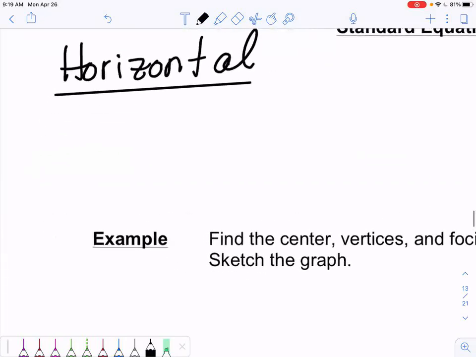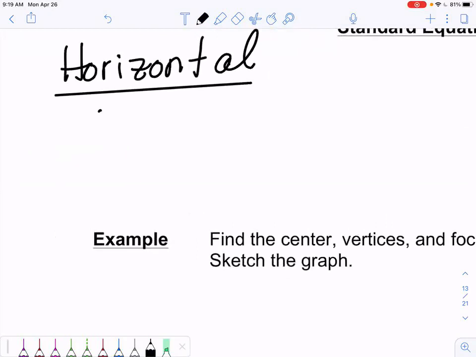So horizontal: x minus h squared over, y minus k squared over, equals 1. Kind of looks like a circle. We have these two squared terms. The reason there are two is because it's an enclosed shape. A parabola has one squared term because it's an open shape. There's just one parabola.